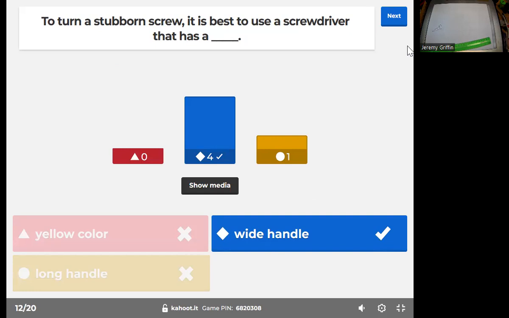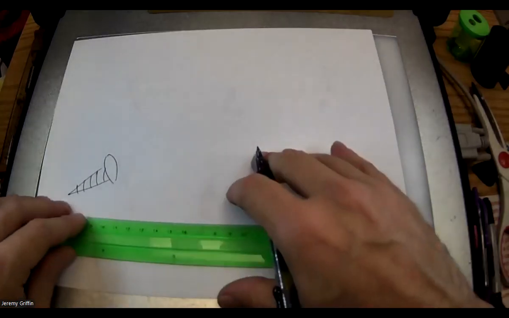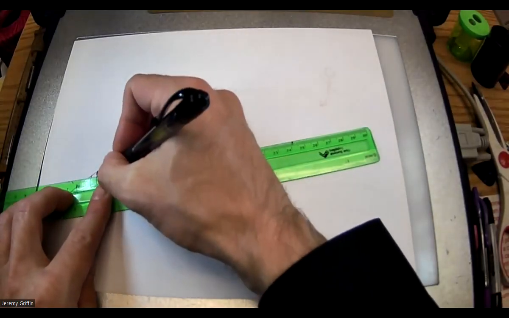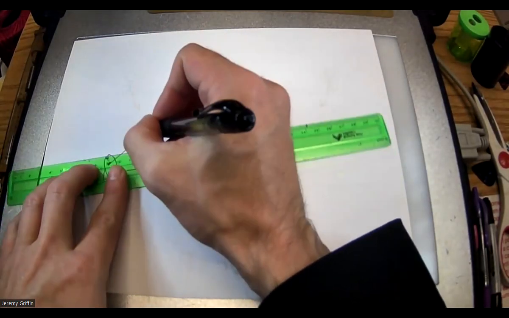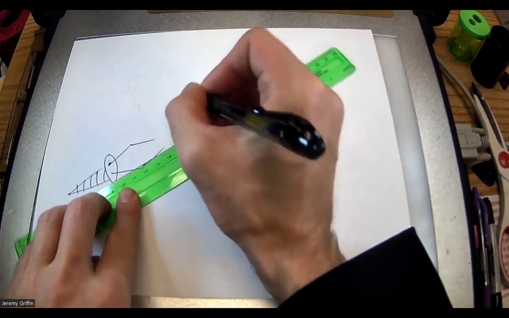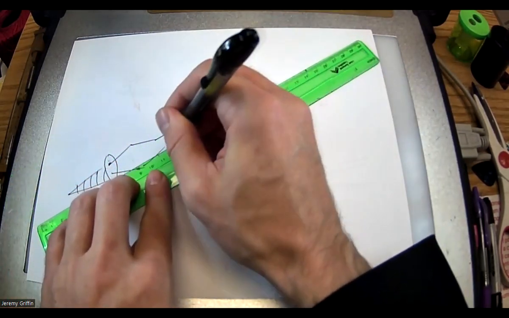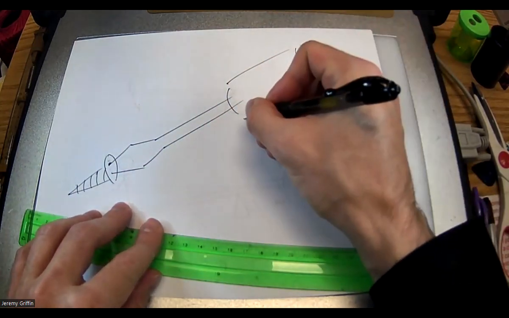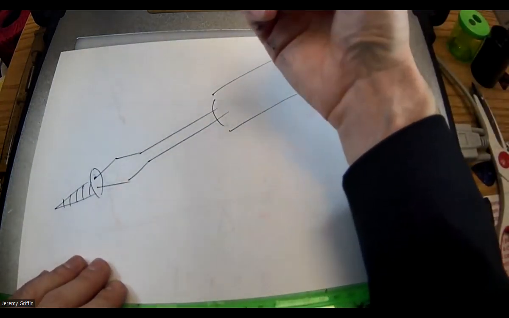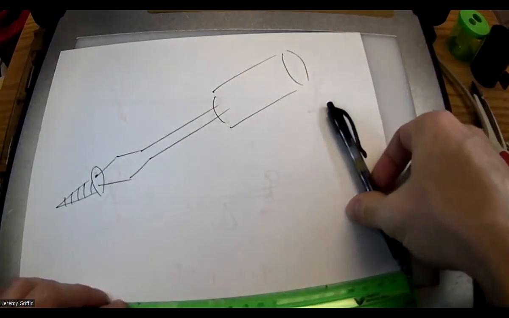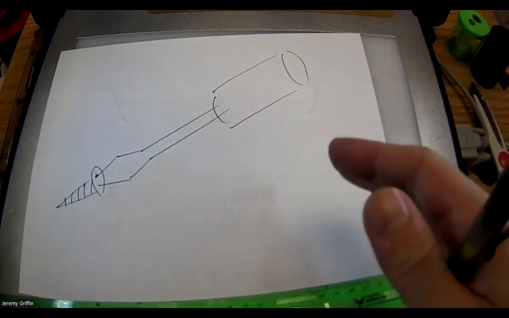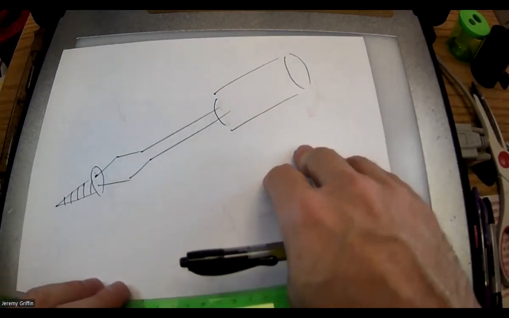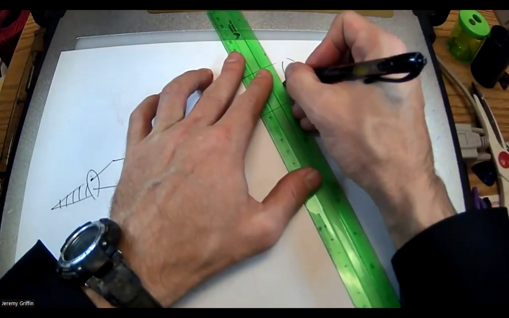All right, let me draw this out for you guys. Make sure you're following here. I've got the screw. Let's draw a screwdriver, like this, and then a handle on this guy. I'm trying to turn a really stubborn screw. Now, I remember for the wrench, I cared about having a long wrench, but that's not true for the screwdriver. I care about having a wide screwdriver, and you guys got that.